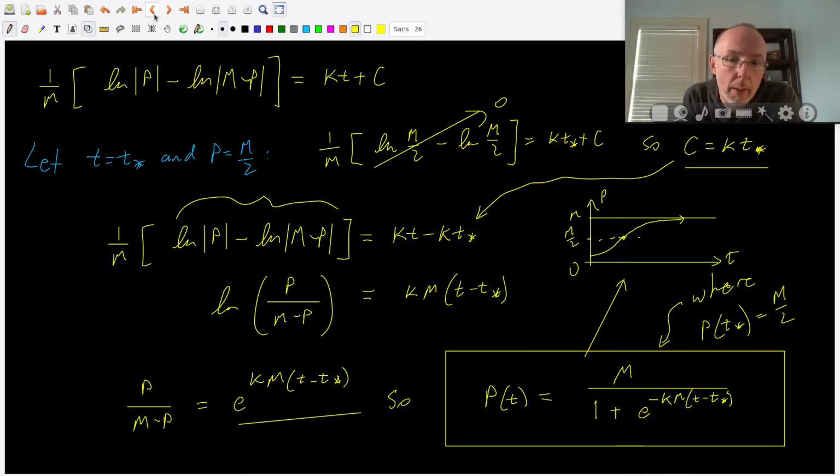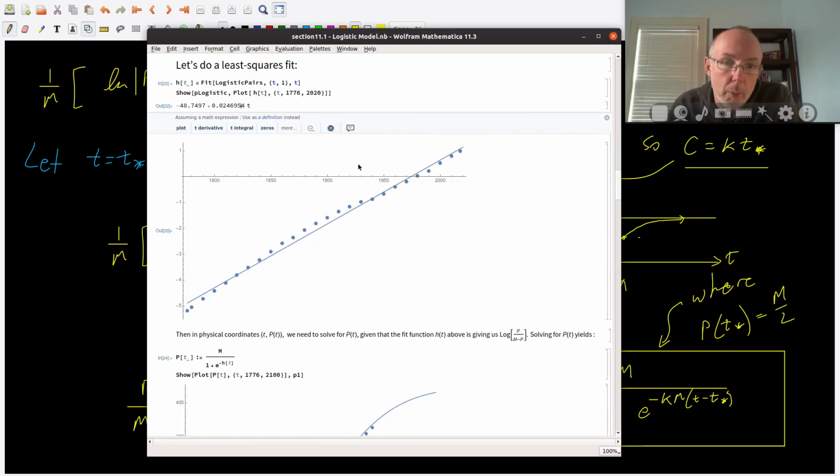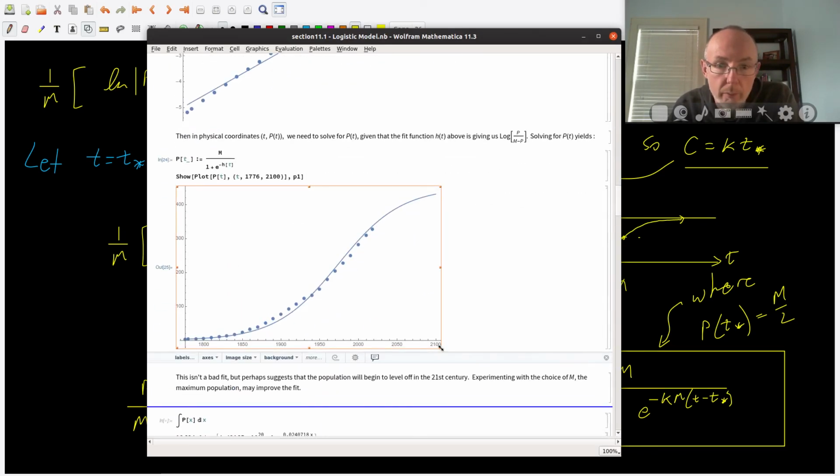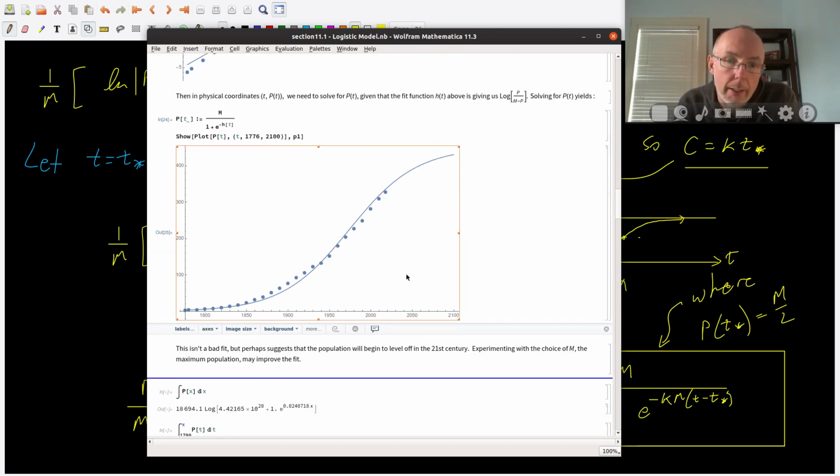If I go back to the equation, I know what m is, I know what k is, I know what t star is. We can plot this graph. And that's what I'm doing here in Mathematica with the actual data that we've got for the US population. And you can see that that's not an unreasonable fit. It does suggest that the US population is leveling off. If it follows this logistic curve, it's going to asymptote to a maximum population of about 450 million. That's what we came up with.